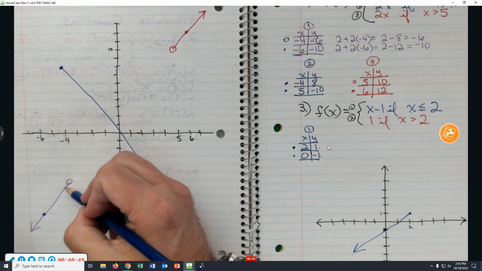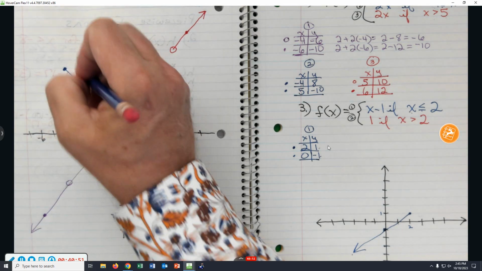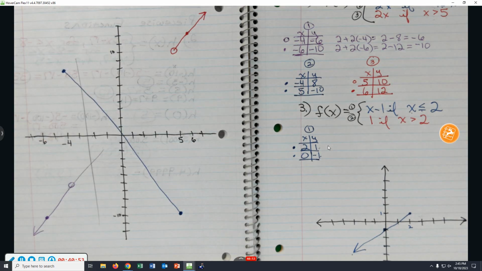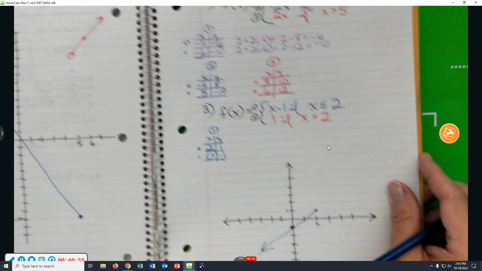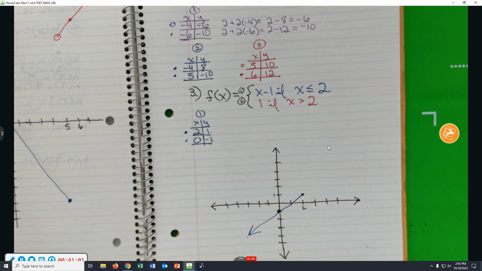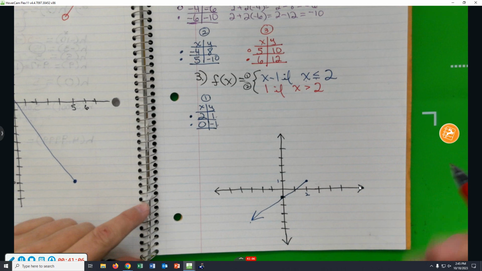If it went like that, it fails the vertical line test, not a function. And we know these are functions because they're called piecewise functions. The f of x is telling you it's a function. Okay, now the red piece.